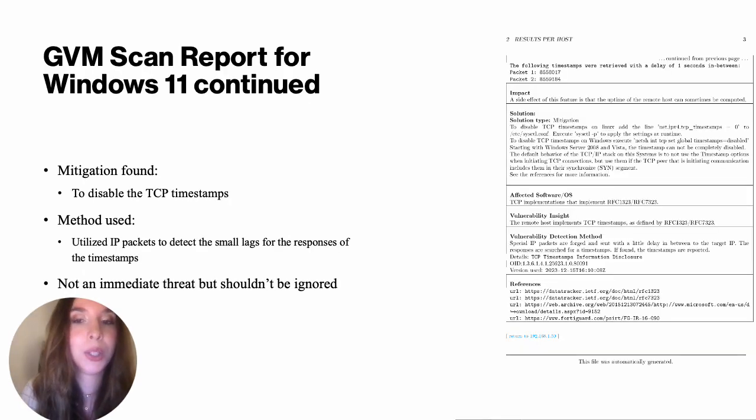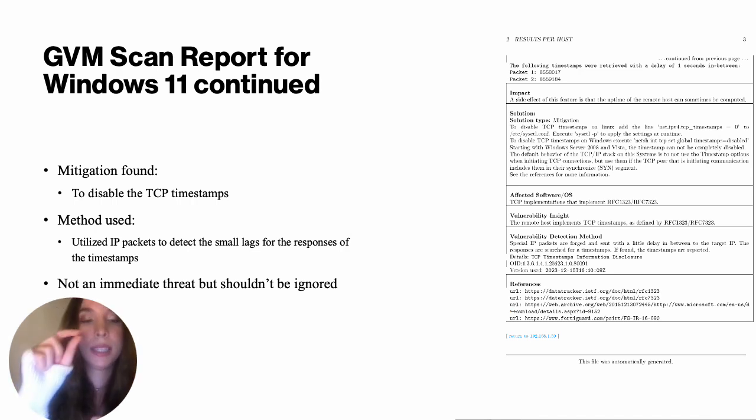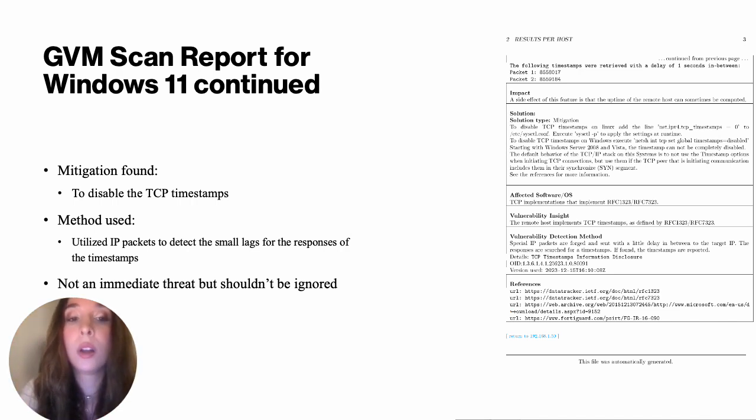Continuing into the report, one of the mitigations found is being able to disable the TCP timestamps. The method that they suggested uses IP packets to detect small lags in the responses of the timestamps. So overall, even though this is not an immediate threat, it shouldn't be completely disregarded either.